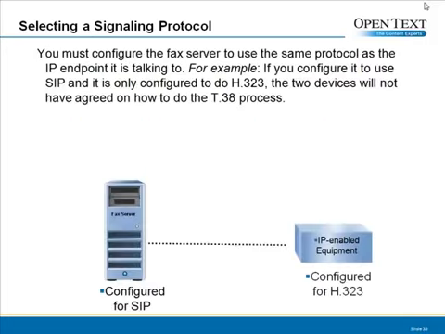So you have to choose between H323 and SIP for signaling. It doesn't really matter to fax server which one you choose, but the selection must be made. If the two sides do not agree, they'll not be able to talk to each other and no faxes will be sent.